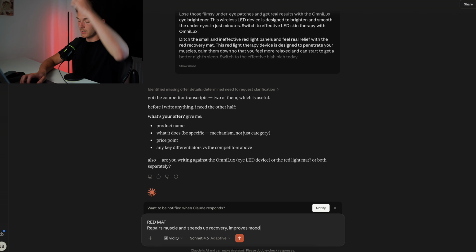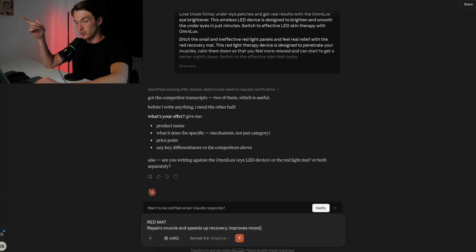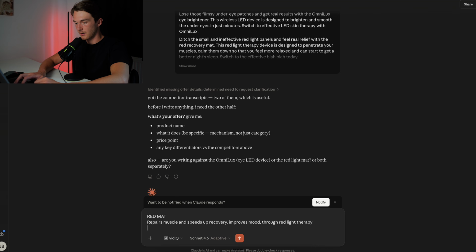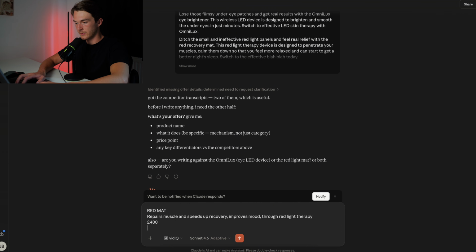Okay, there's another thing which I forgot. It improves mood. There are so many different angles that I could be testing with this, and it's important that you really go through this process. When something comes to your mind, ensure that you actually do test it and you do it to the best of your ability by using a prompt like this. So, it repairs muscle, speeds up recovery, improves mood through red light therapy. I'm sure it already knows what that is, so I'll just say that. Price point, we'll say it's about £400. That was the competitor price point. And it's like 30 inches, I think, so people can lie down. Yeah, I think that's the main thing.